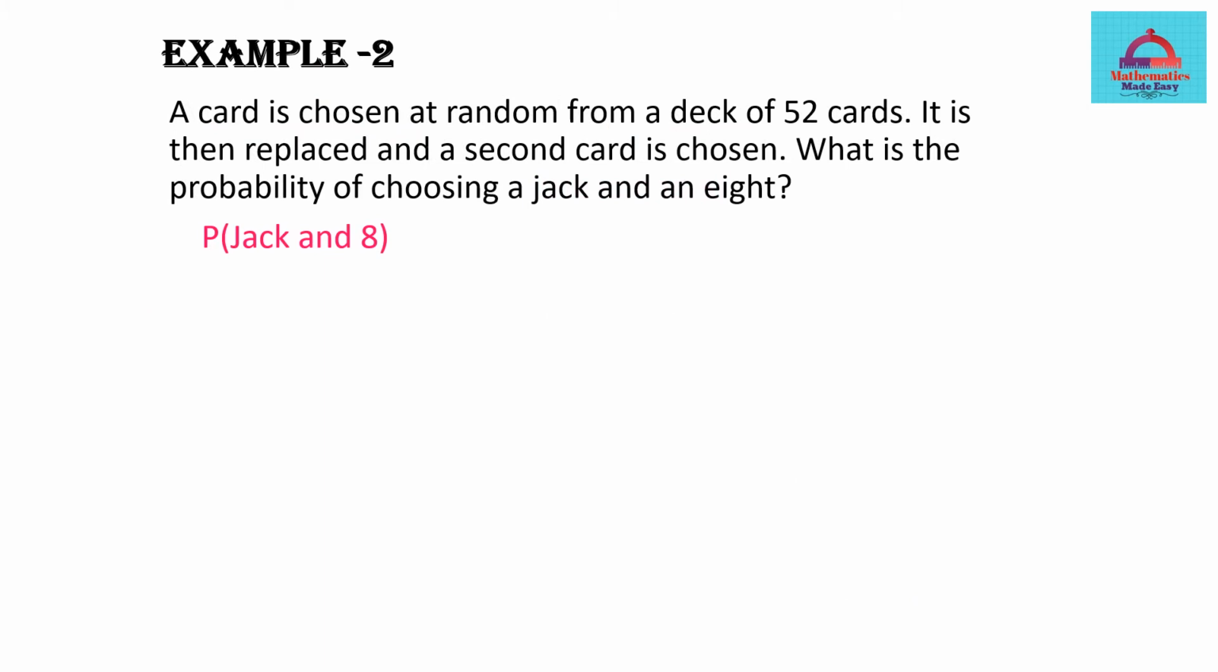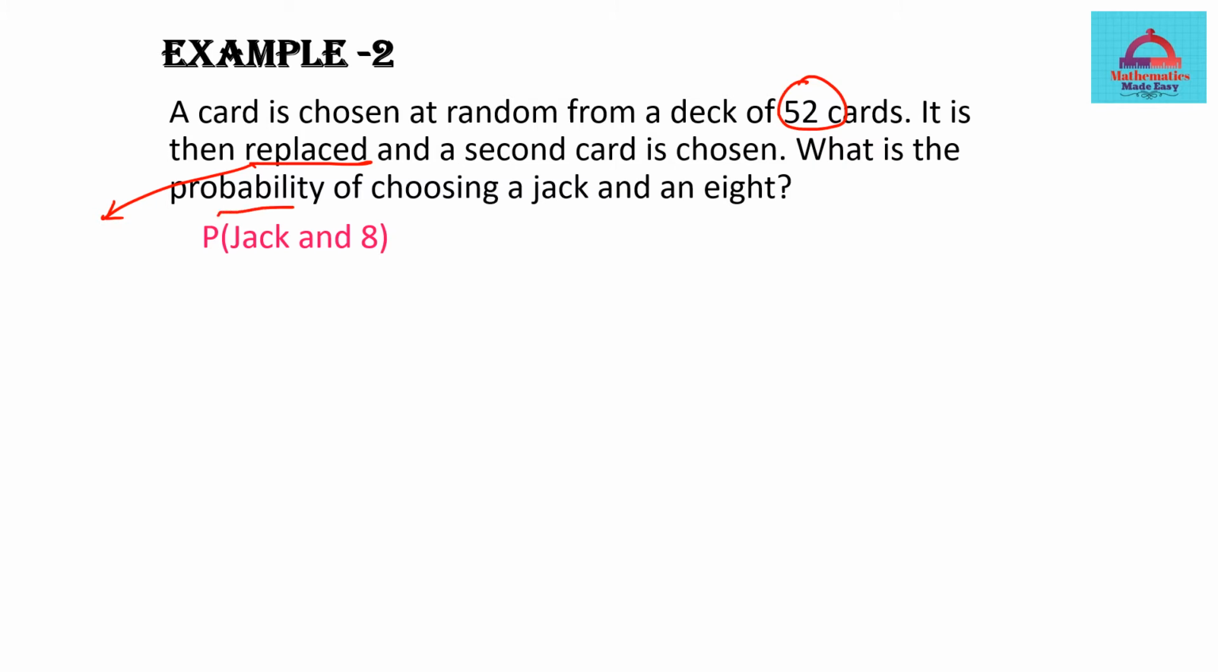Let's take another example here. This is a card problem, and a card is chosen at random from a deck of 52 cards. You have to find the probability when you draw a card, replace it back, and then take out a second card. Observe the important word here, that is replacement. Here the replacement is going to happen, so the probability will not get affected for the second draw, and hence this is a question on independent events.